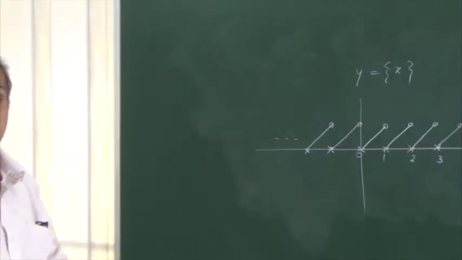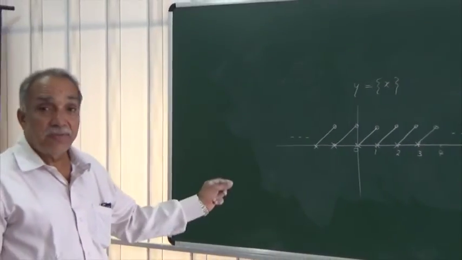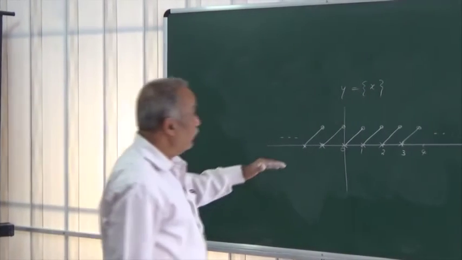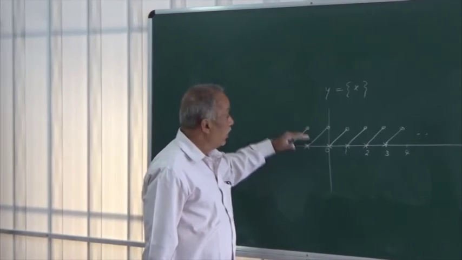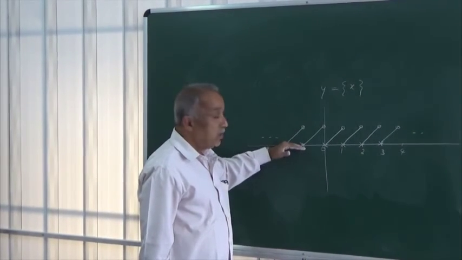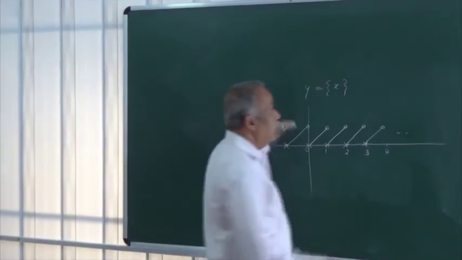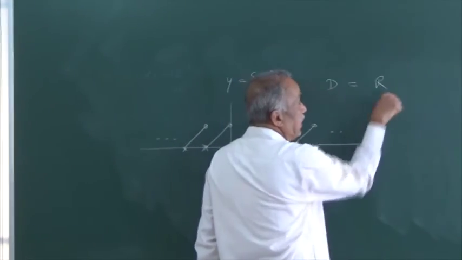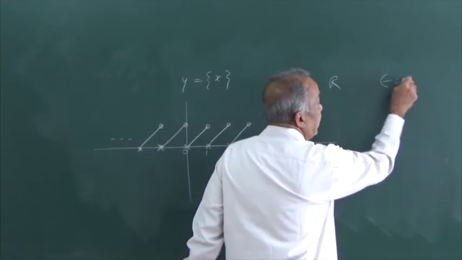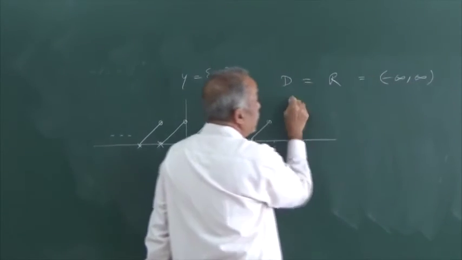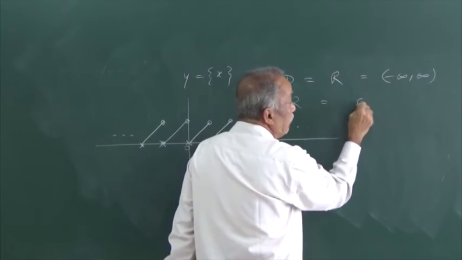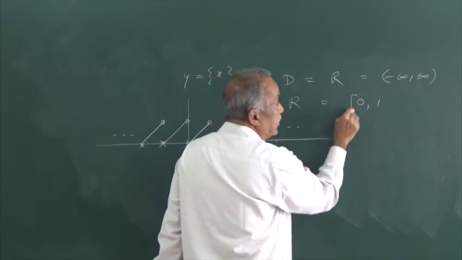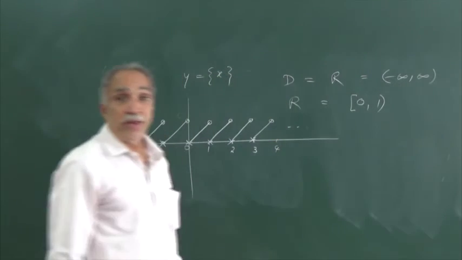It is clear from the graph, range for the function is the set of all numbers between 0 and 1, 0 included, 1 excluded. Domain, set of all real numbers from minus infinity to infinity. Range is the set of numbers between 0 and 1, 0 included, 1 excluded.